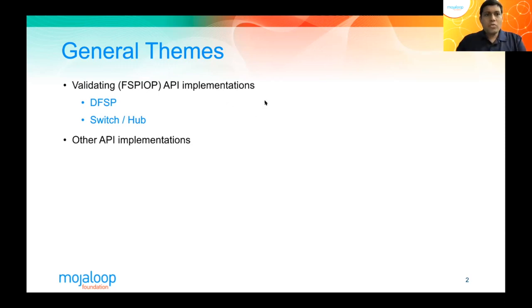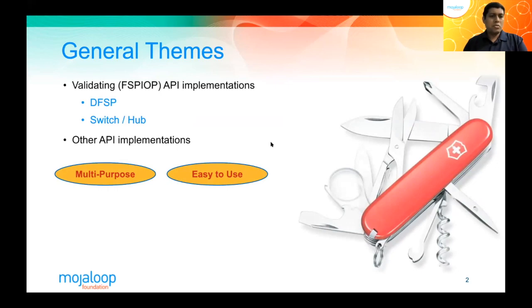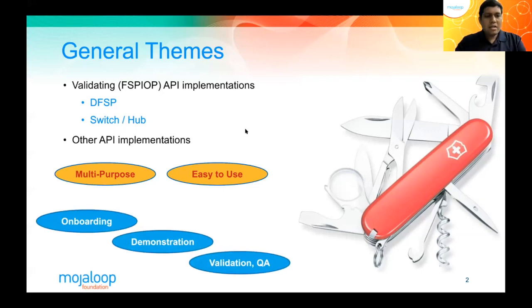So what is the testing toolkit? It is a tool to test various APIs. We consider this a multi-purpose tool, a Swiss Army knife, because we can use the testing toolkit in many ways. We can use it for scheme onboarding or DFSP onboarding, and also for demonstration purposes. I will cover this in the next demo. Then, of course, we can use it for validating APIs and QA.